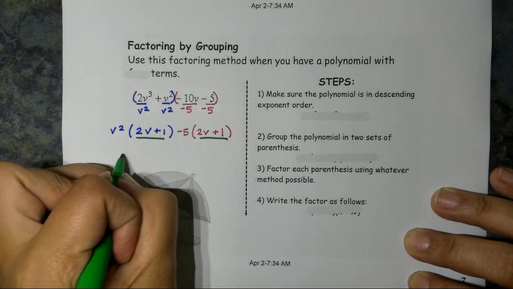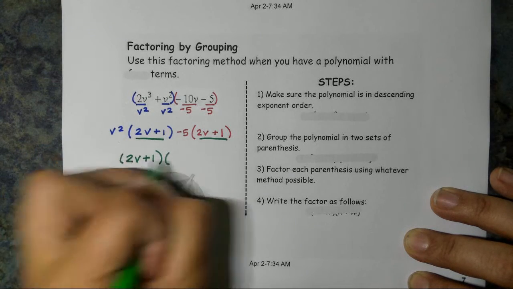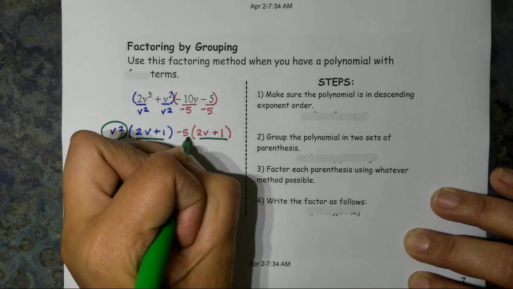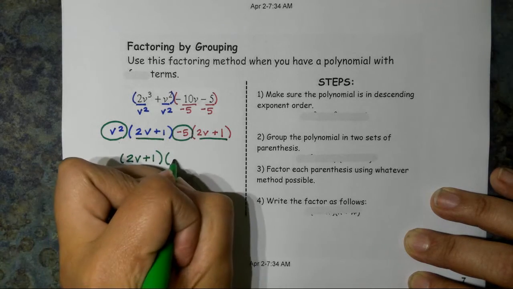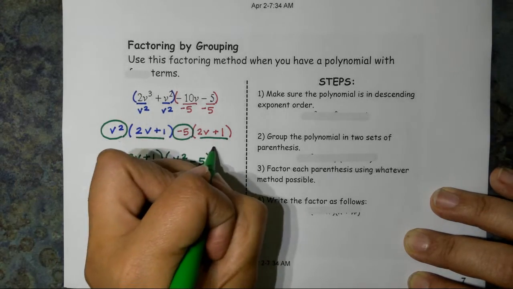So I'm going to group that together on the outside. And then I'm going to take what's on the outside and I'm going to group those together as well. So I have v squared minus 5. And that's going to be your answer here.